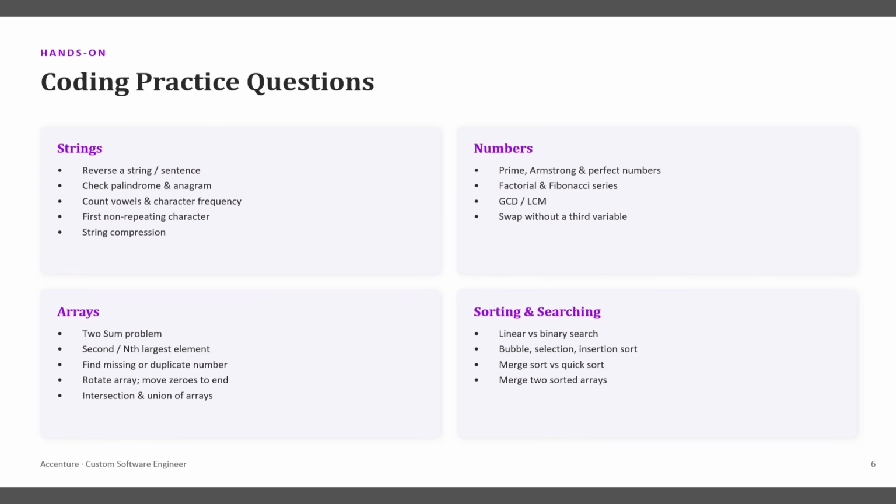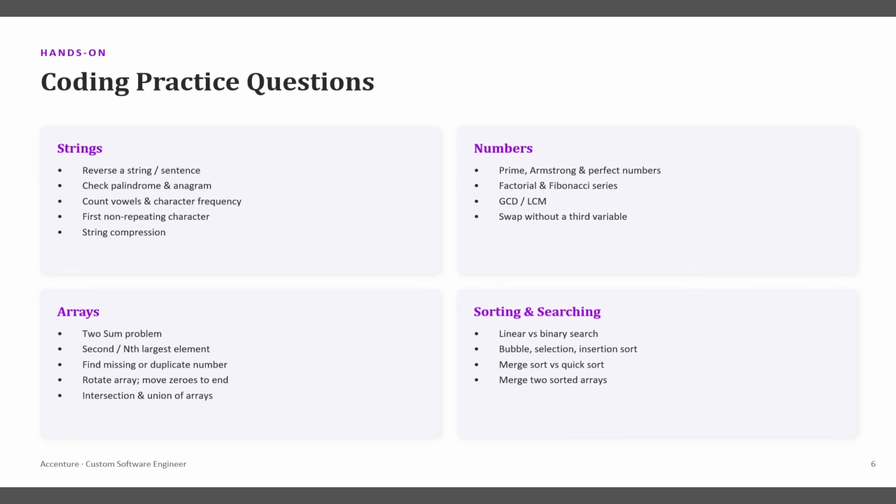Section 4, Coding practice. Now, this is the part most candidates are most nervous about, the live coding round. Let me break this into 4 buckets so it's easy to practice. Bucket 1. Strings. Reverse a string or a sentence, check for palindromes and anagrams, count vowels, find character frequency, find the first non-repeating character, and string compression. Bucket 2. Numbers. Prime numbers, Armstrong numbers, perfect numbers, factorial, the Fibonacci series, GCD and LCM, and the classic, swap two numbers without using a third variable.